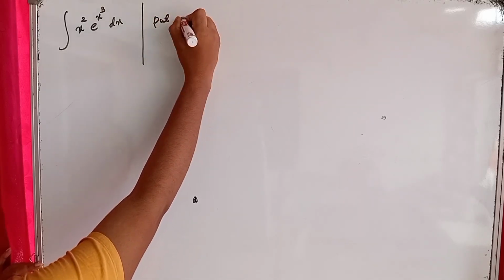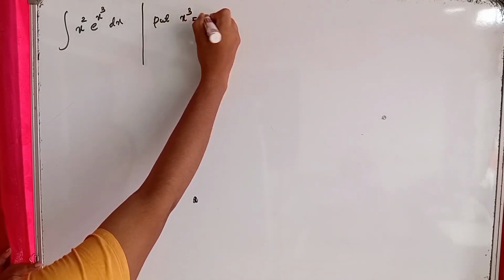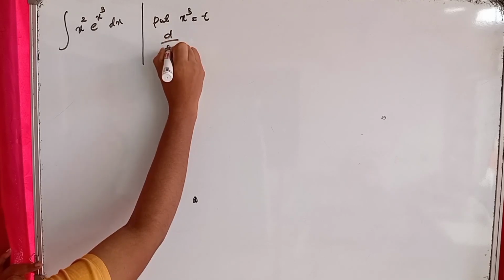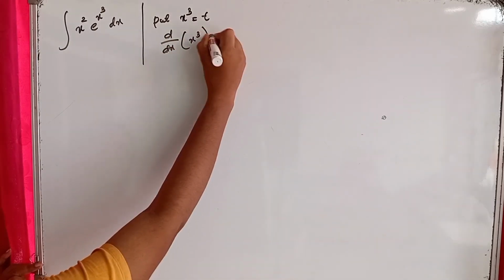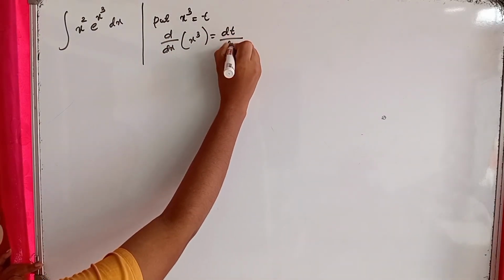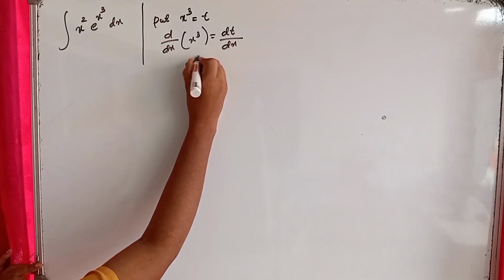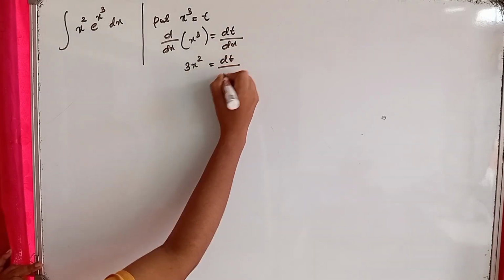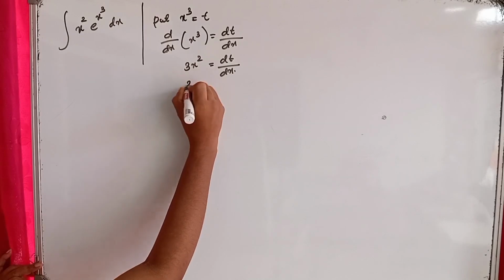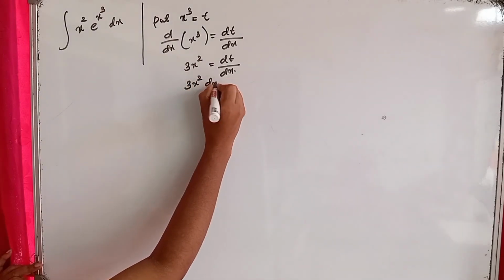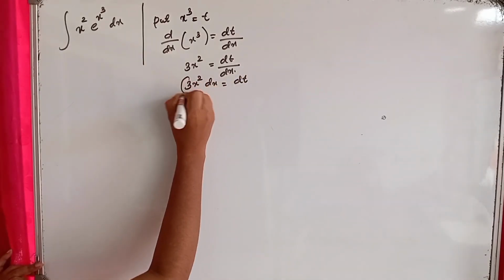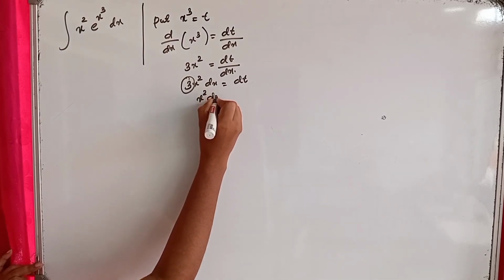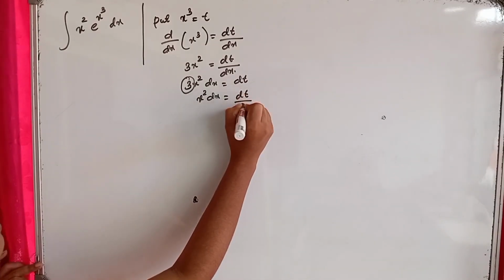Here we put x cube equal to t. Differentiate both sides with respect to x. So what is the derivative of x cube? 3x square. That is 3x square dx equal to dt. Now we transpose 3 to the right side. So this becomes x square dx equal to dt by 3.